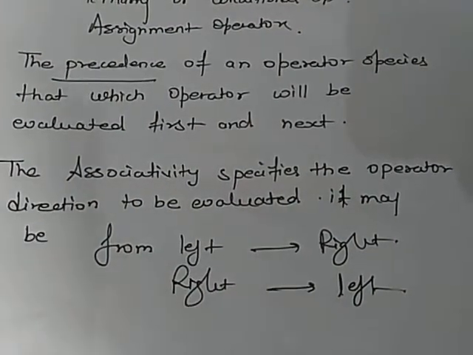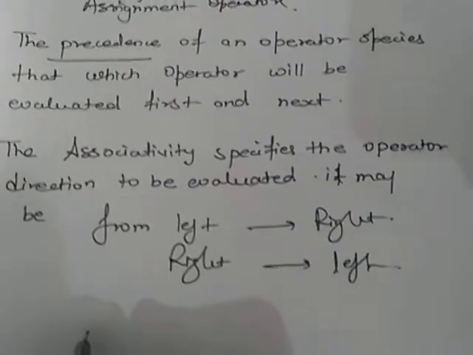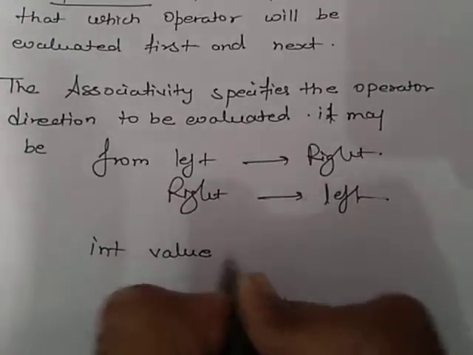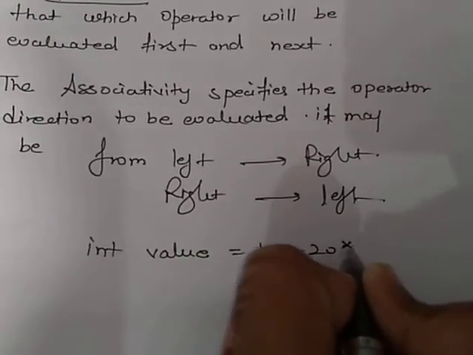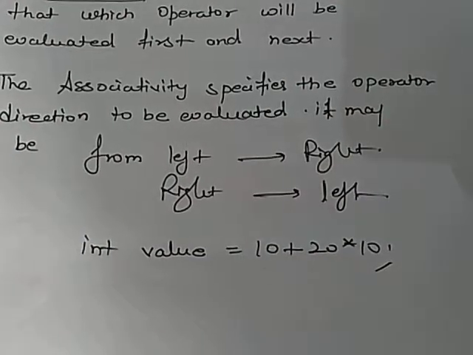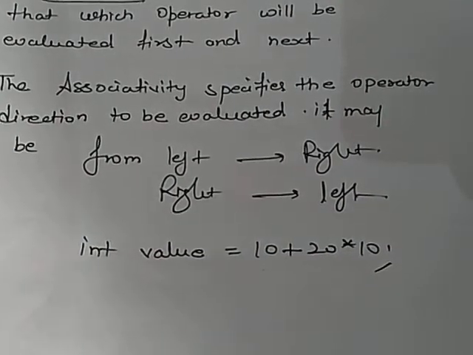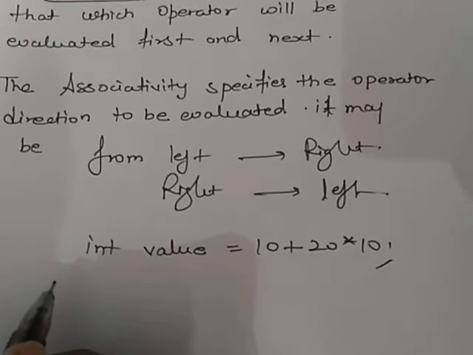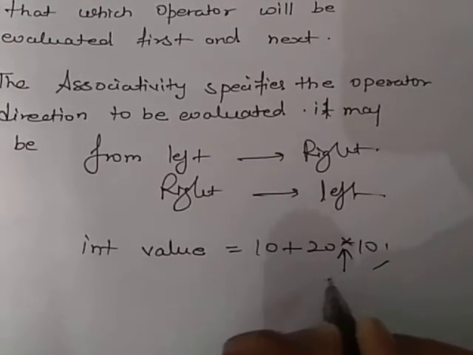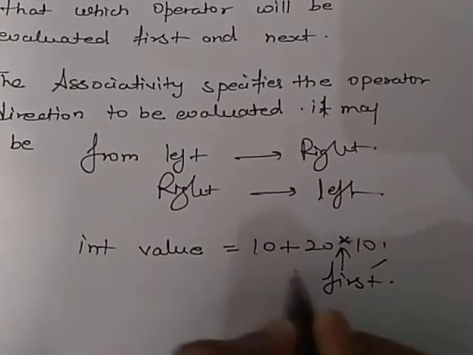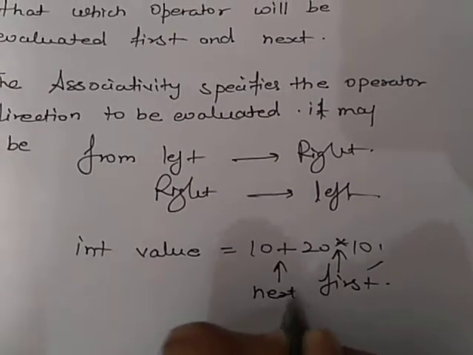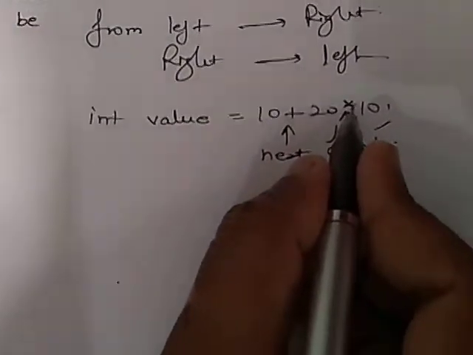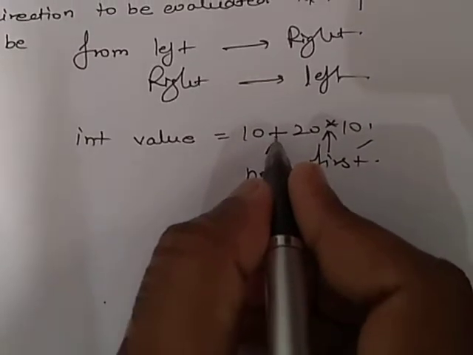Now let us understand precedence. Suppose we have an expression: integer value equal to 10 plus 20 multiplied by 10. Now in this, the multiplication operator is evaluated first and the plus will be evaluated next. So this is the precedence level. Multiplication operator has higher precedence than the plus operator.